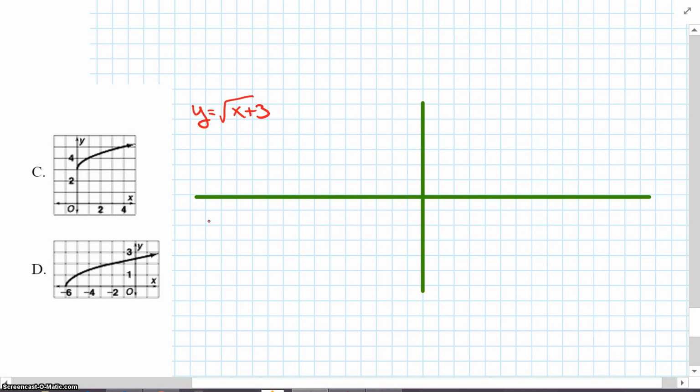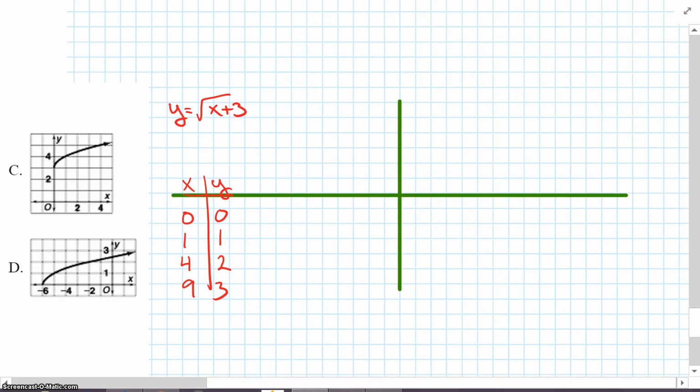If you remember a long time ago, I told you our x and y values for square roots are pretty easy. When x is 0, y is 0. When x is 1, y is 1. When x is 4, y is 2. And when x is 9, y is 3. And we're going to translate it plus 3, so up 3. So listen and see if this makes sense.